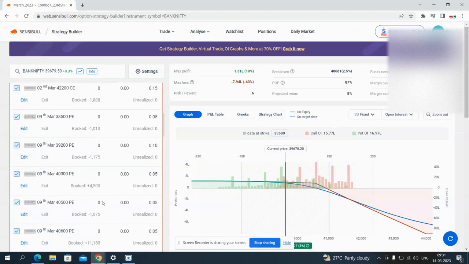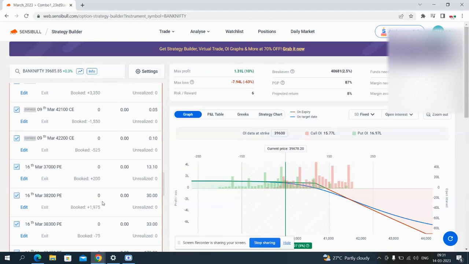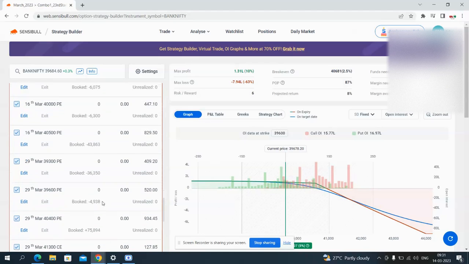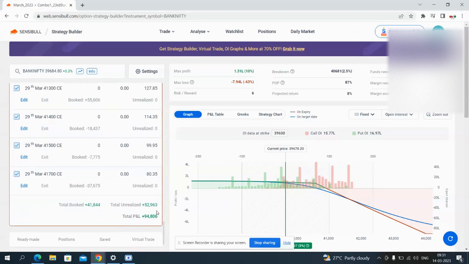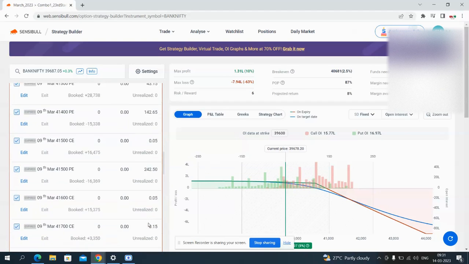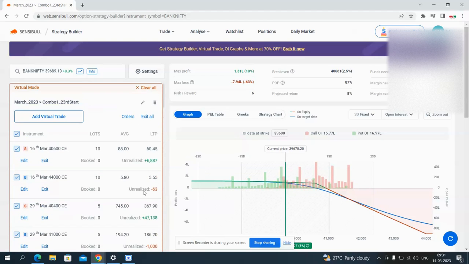And let's see what our profit is currently. Yesterday morning we had 70 plus, and now it is 94,000, close to 5%. And yeah, we are at a good profit, nothing to worry.